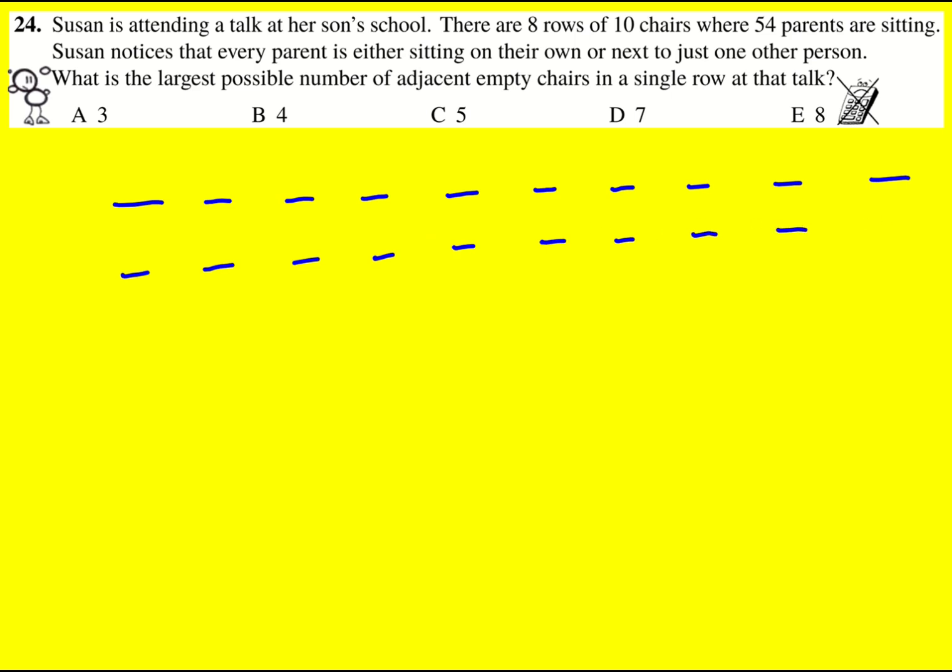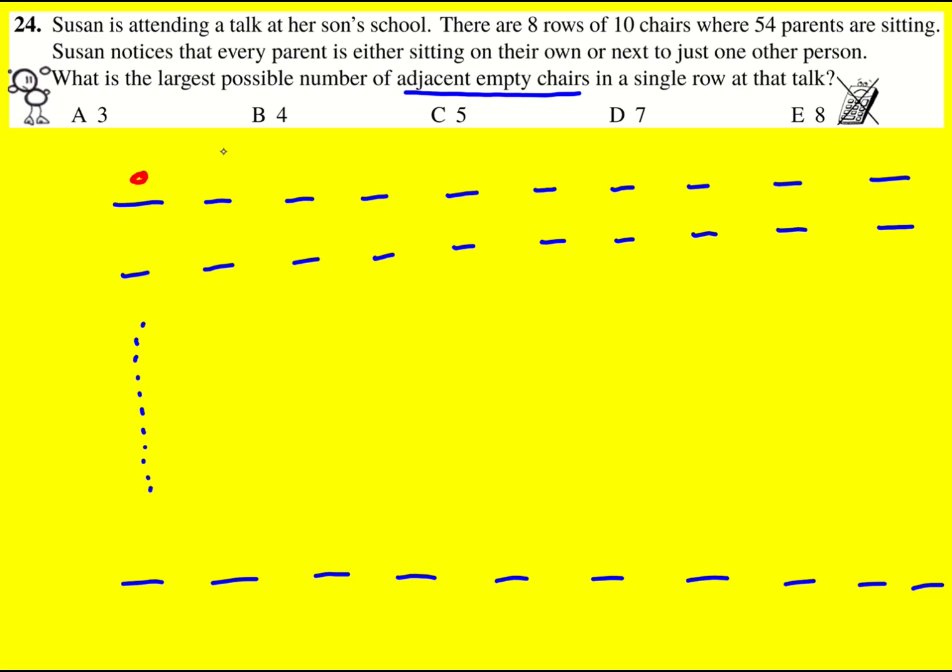Now you could draw all of them, but we want a strategy so that we can try and work out the largest possible number of adjacent empty chairs in a single row. So let's say we're going to fill them all up as much as possible, and then we're going to try and get as many empty chairs, or adjacent empty chairs, you have to say, in the back row. Right, so that means let's try and fill them up as much as we can.